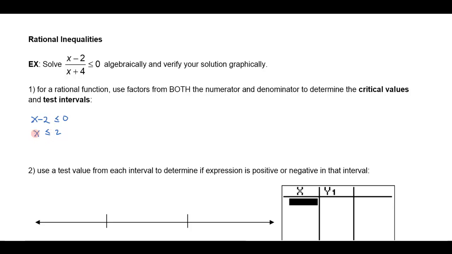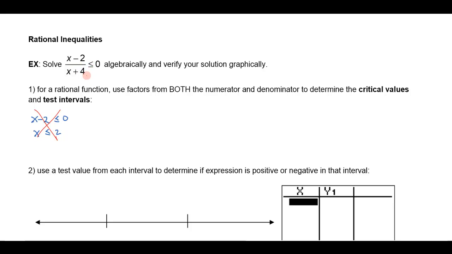Because notice that another number that's less than or equal to 2 is negative 5. And if I were to plug negative 5 up here, I'd get negative 5 minus 2 is negative 7. And negative 5 plus 4 is negative 1. And negative 7 over negative 1 is 7. And 7 isn't less than or equal to 0. Okay? So all of that is to say that that is the absolute dead wrong way to solve these. You can't solve that by multiplying.